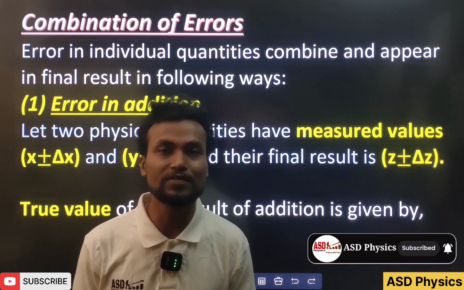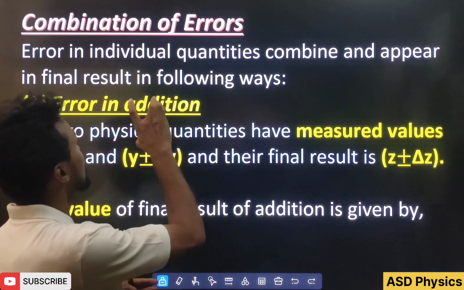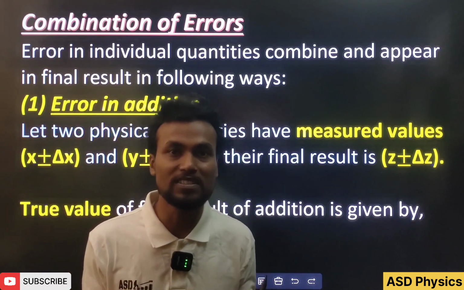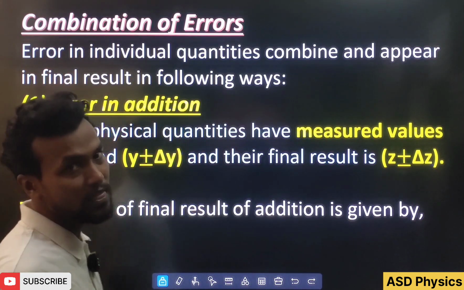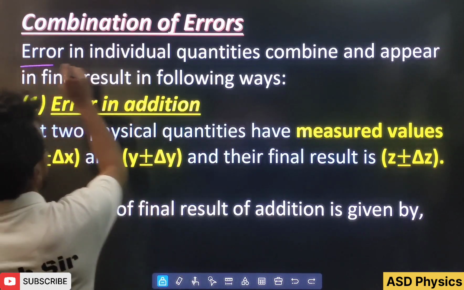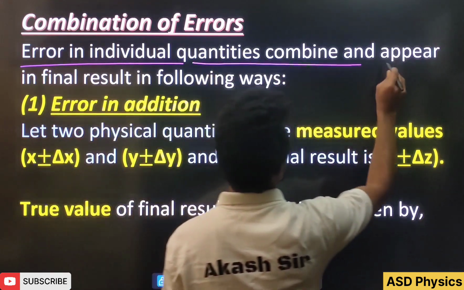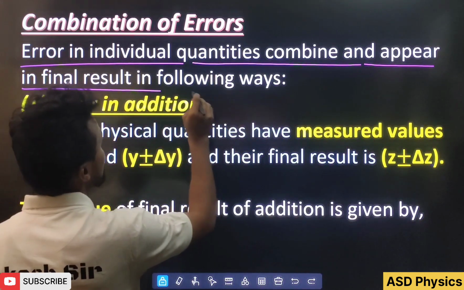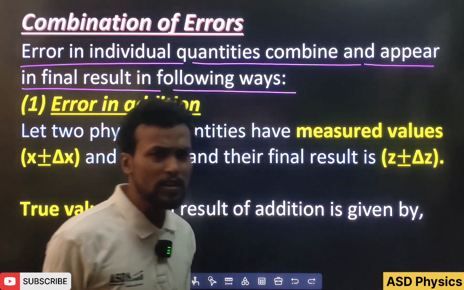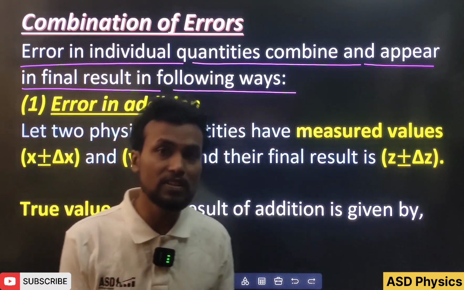So students, in this video we are going to learn the combination of errors. Okay, so let's start the video and let's learn the thing. So here you can see under the combination of errors, error in individual quantities combine and appear in the final result in the following ways. But we may think how the errors will combine.